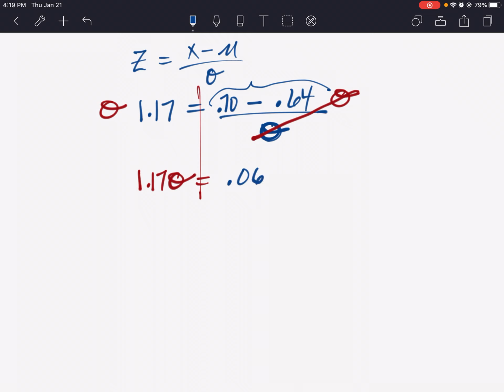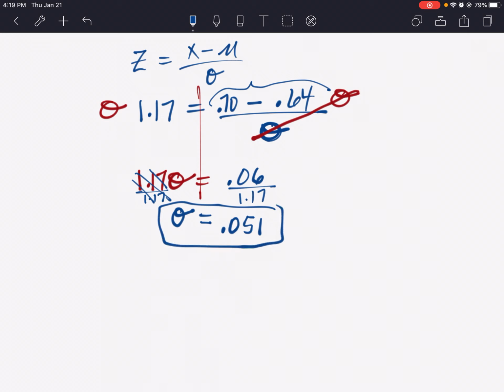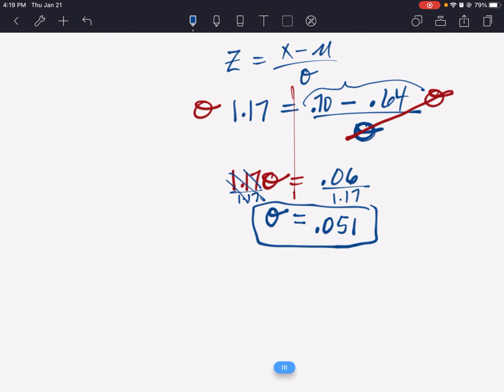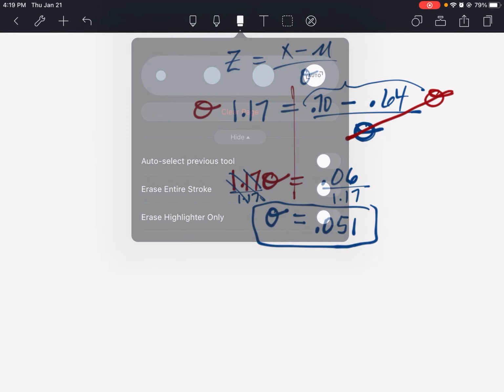Okay, now I'm ready. I want to get standard deviation by itself, so I've got to divide by this 1.17. Divide by 1.17, and that comes out to 0.051. So very small standard deviation, 0.051. All right, so that's the only practice you get on that problem. And then we have the other ones where we're solving for something even different. Okay, so let's do that there. Let me clear this page so that we can practice that.